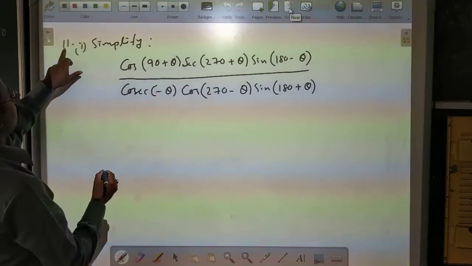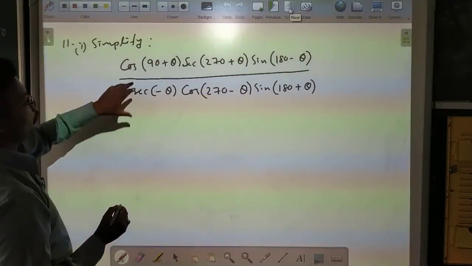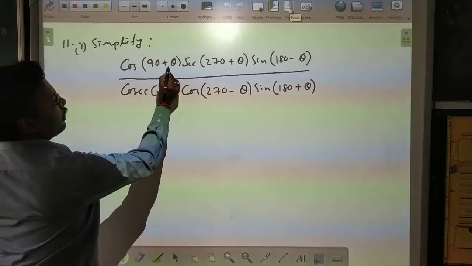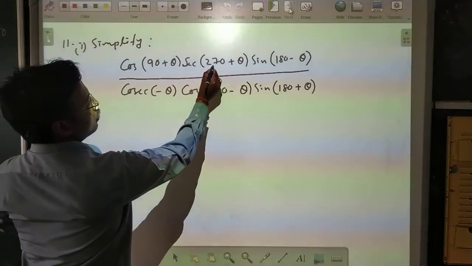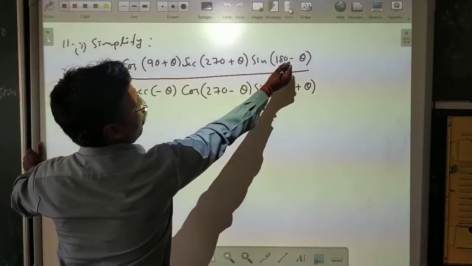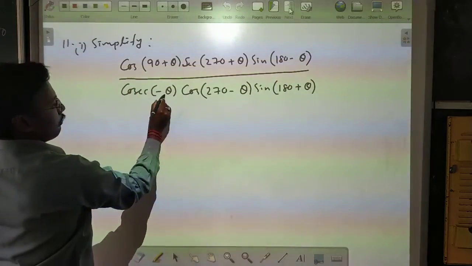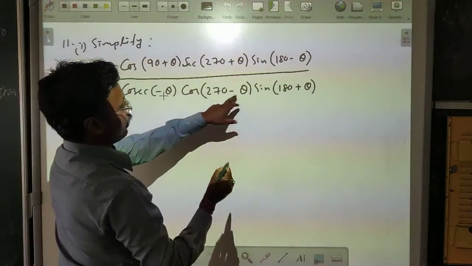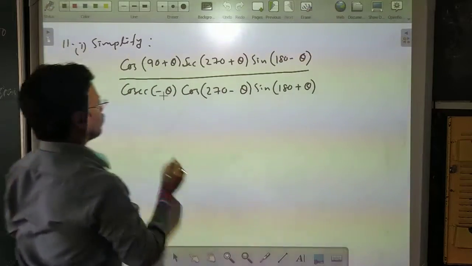Okay, now next question number 11, part 1. Simplify cos(90 plus theta) into sec(270 plus theta) into sin(180 minus theta) from cosec(minus theta) cos(270 minus theta) into sin(180 plus theta).